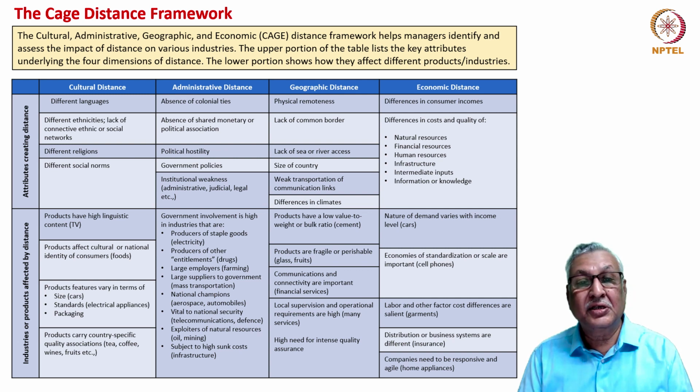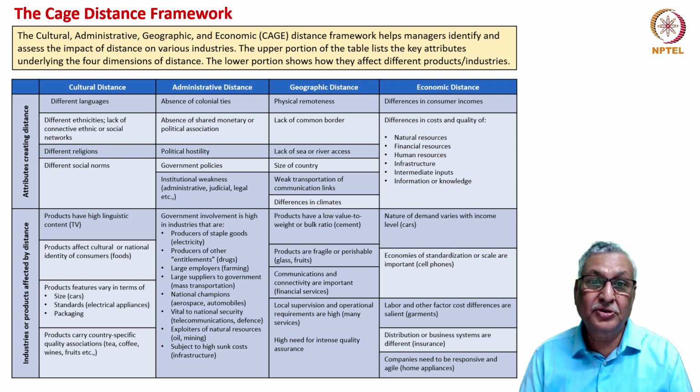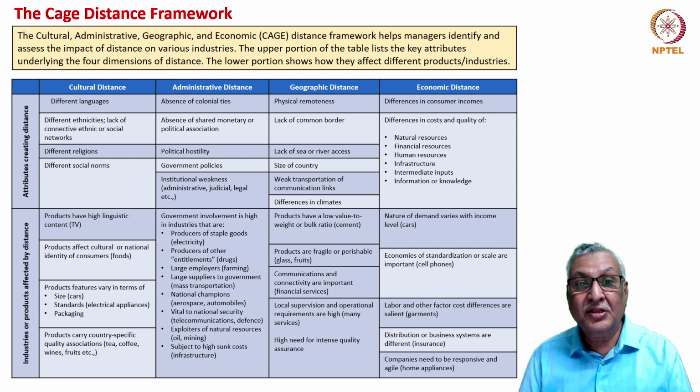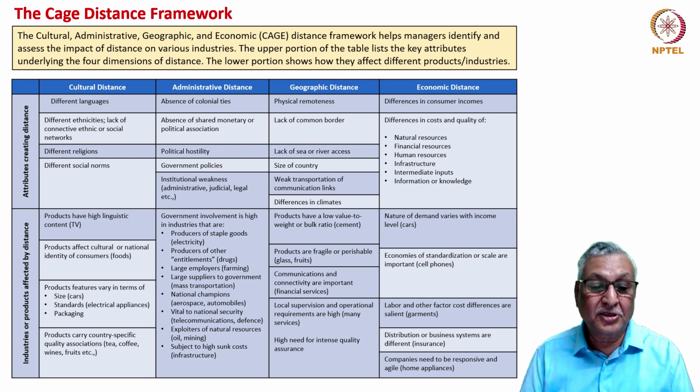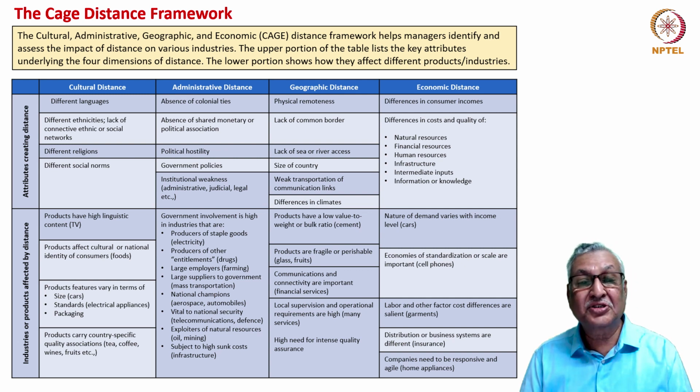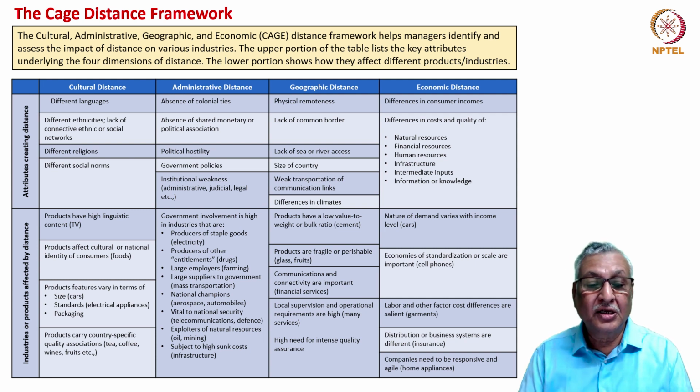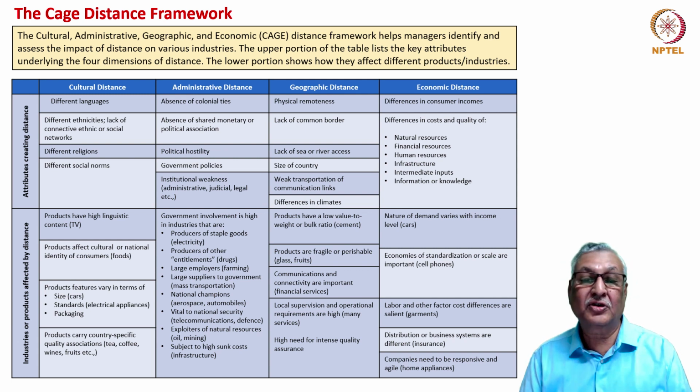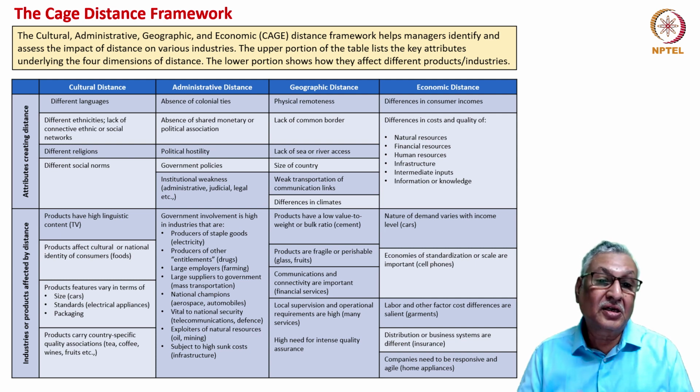Government involvement is high in industries that are producers of staple goods, that is electricity, producers of other entitlements such as drugs, large employers, that is farming and other agricultural activities, large suppliers to the government, mass transportation, defense contracts, national champions, aerospace and automobiles, which are considered vital to national security, telecommunications and defense again, exploiters of natural resources, oil, mining, subject to high sunk cost infrastructure. These create administrative distance, or the administrative distance impacts these industries.